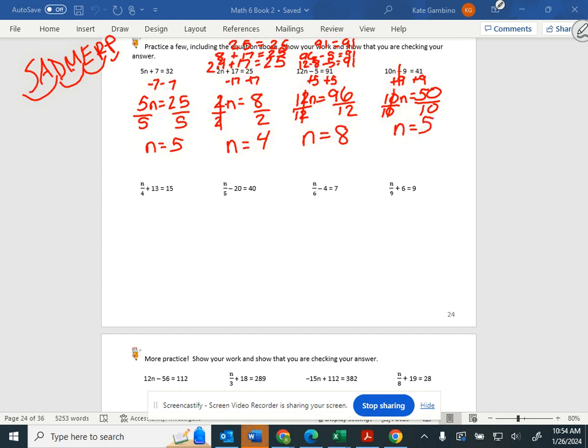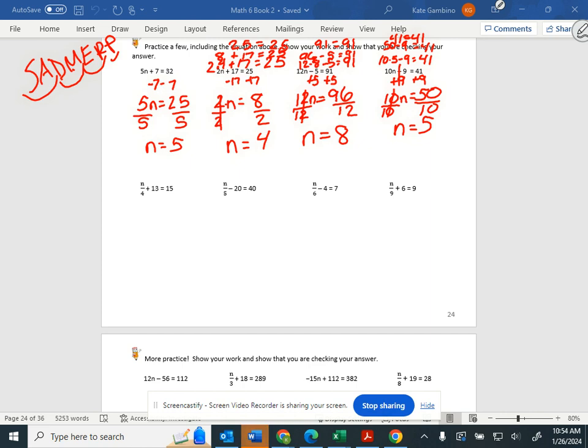So I go back and say 10 times 5 minus 9 equals 41. 10 times 5 is 50 minus 9 equals 41. So I know 50 minus 9 is 41, and that really does equal 41.